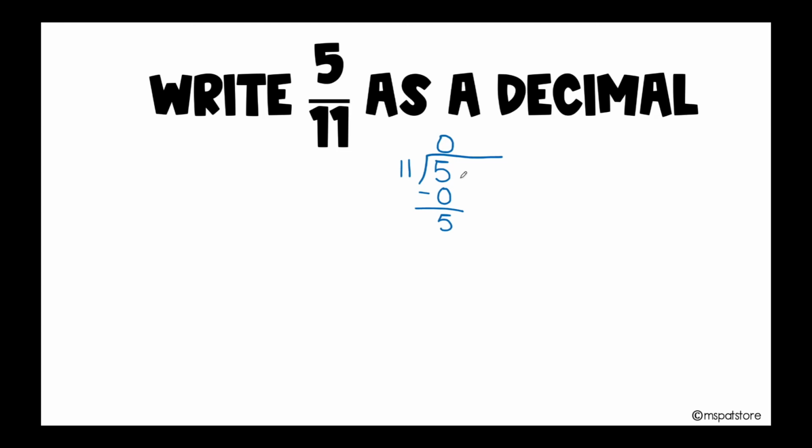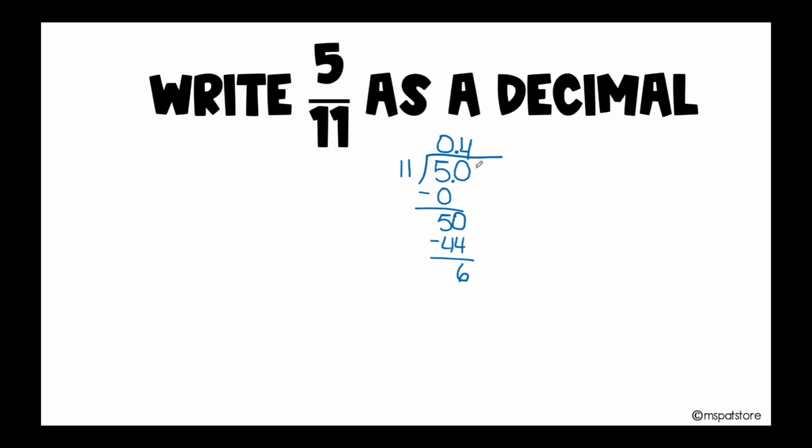Now, I need to bring down my invisible zeros here. So I'm going to place my zero. Remember the decimal point. Put it up. Now I'm going to bring it down. 11 fits into 50 4 times because 11 times 4 is 44. 50 minus 44 is 6.